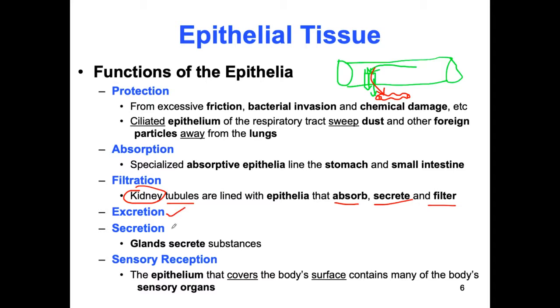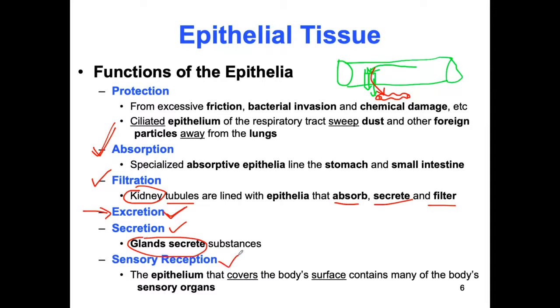Okay, it's also for excretion and secretion. Excretion means to get rid of, right? So you can absorb things. The body is filtering, and after it filters it, we can absorb it or reabsorb it. We can get rid of it through urination. And then we have glands that can also secrete substances, okay?